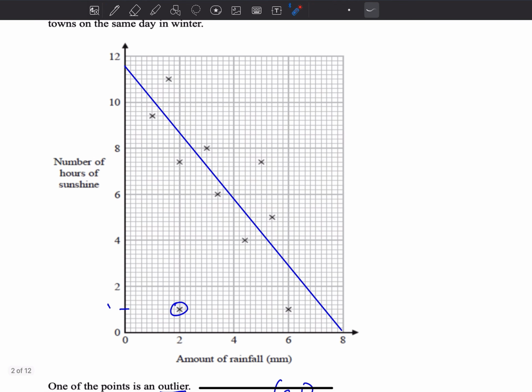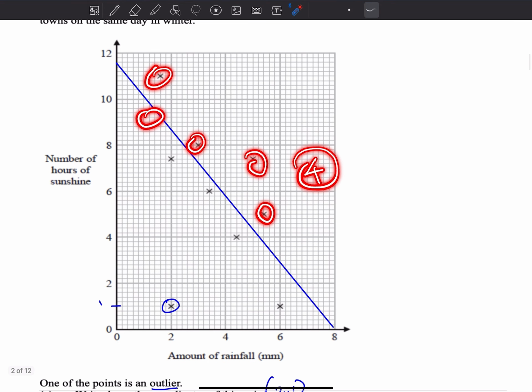Now, if you think about it, when you draw a line of best fit, how many points are on the top of the line? 1, 2, 3, 4 on the top. On the bottom, 1, 2, 3, 4, 5. You should have similar numbers. Of course, here we're not going to get 4 and 4, that's rubbish. So these are similar numbers. Good enough, right?